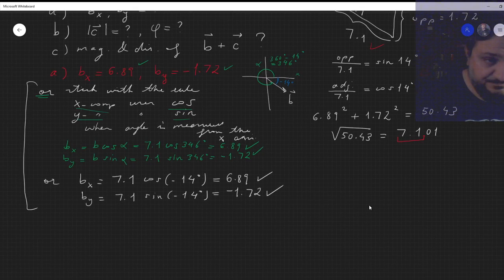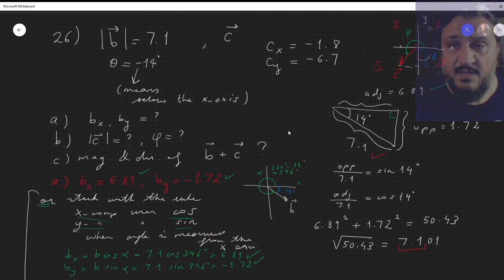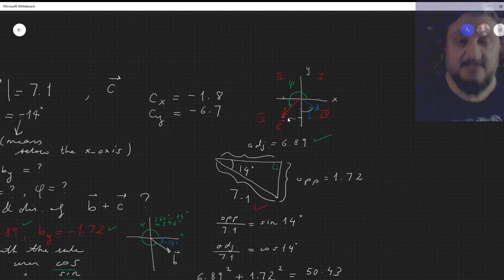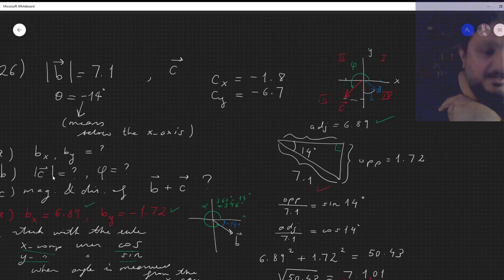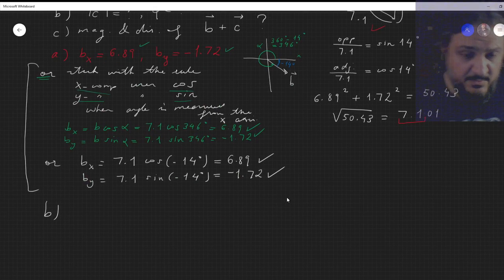Alright, let's come to part B now. Part B is about the other vector, which is C. C was in the third quadrant. Remember, C was in the third quadrant, and this means both x and y components are negative. What we want to find is the magnitude of it, meaning the length of the vector, which is the hypotenuse. Alright, you just take the squares of these and then take the square root. That's going to give you the hypotenuse. We did it before. Let's do it again.